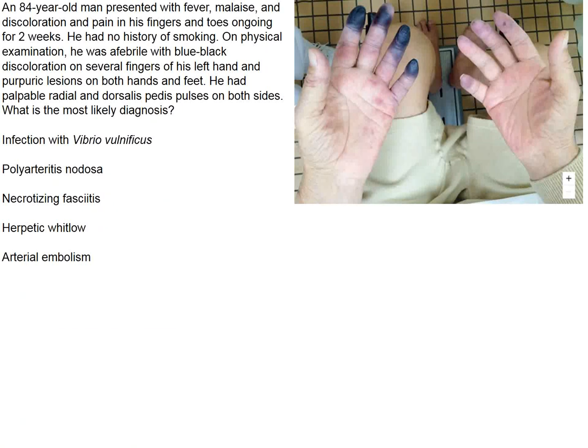Well, we can eliminate some of these possibilities almost immediately. Herpes virus is characterized by small blisters, and we see none here. This problem involves the fingers, not the fascia, so we can dismiss necrotizing fasciitis and also Vibrio vulnificus. That leaves polyarteritis and arterial embolism.